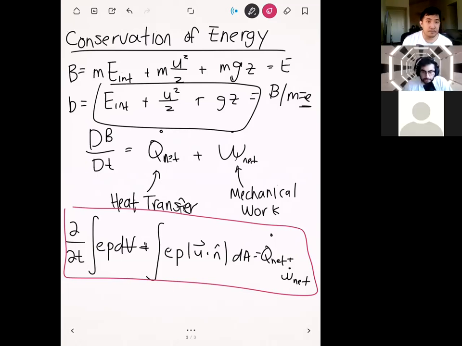Quick question. What's e again? Little e is this sum that I've boxed up here. It's the sum of the internal energy, kinetic energy, and the gravity potential energy.